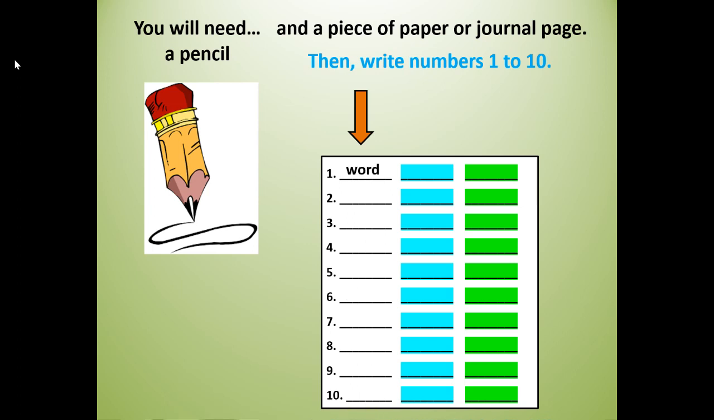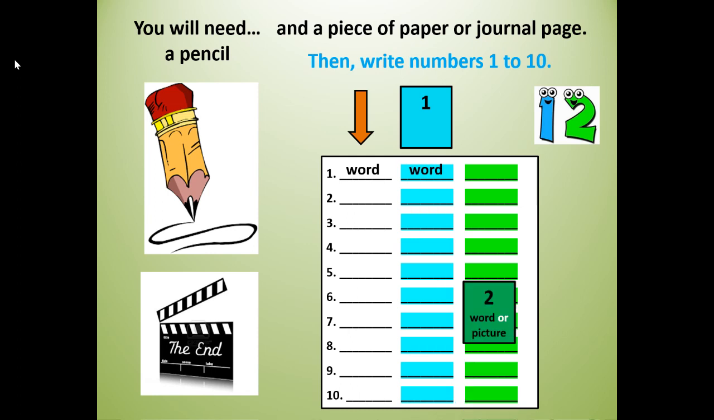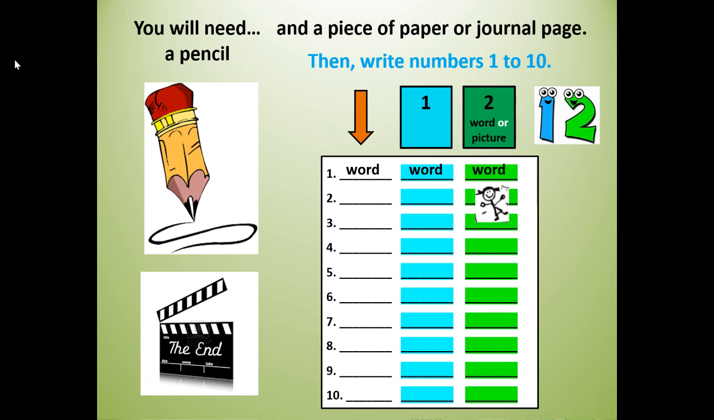All right, so after you write all of your vocabulary or sight words 1 through 10, at the end of the lesson, I'm going to challenge you to rainbow write your words 1 to 2 more times. So in the third column, you can write your word again, or you can draw a quick picture or sketch to help you remember the word.